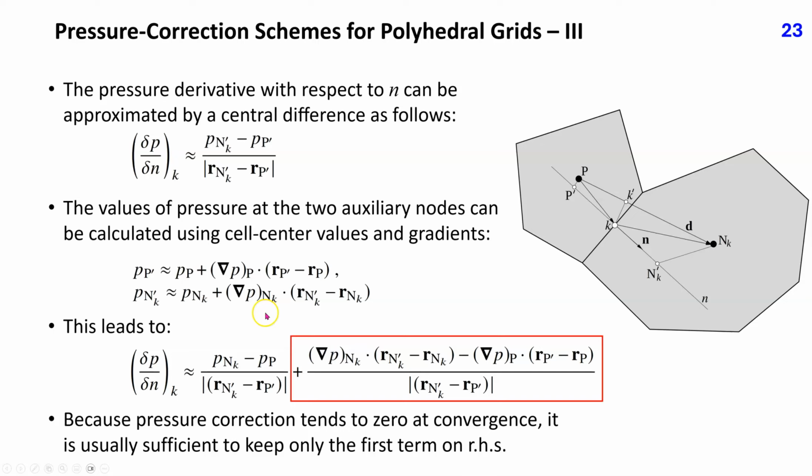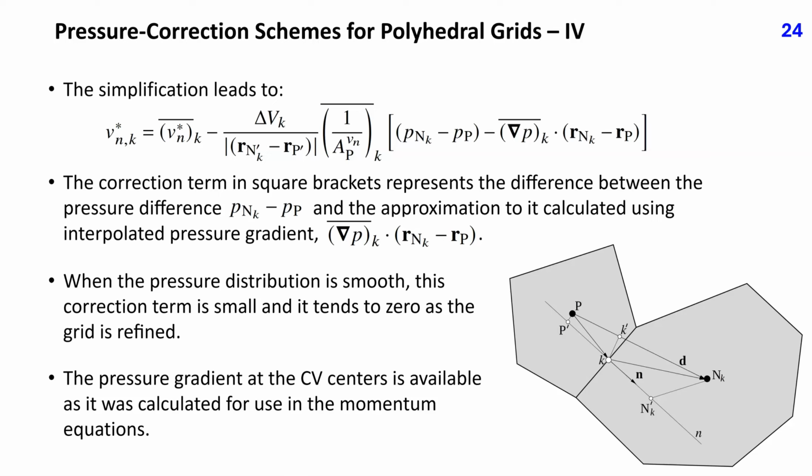Because the pressure correction tends to zero at convergence, it is usually sufficient to keep only the first term on the right-hand side. The red framed part can be neglected. The simplification just mentioned leads to the following expression from which the velocity component normal to the cell face is computed. The correction term in square brackets represents the difference between pressures at the two cell centers and the approximation to it calculated using the interpolated pressure gradient.